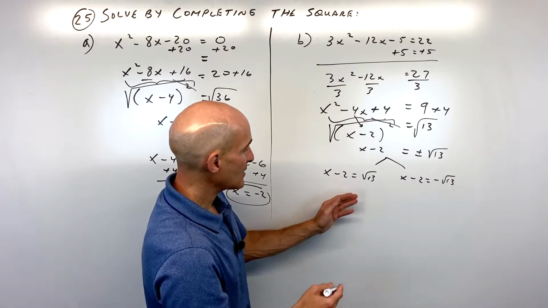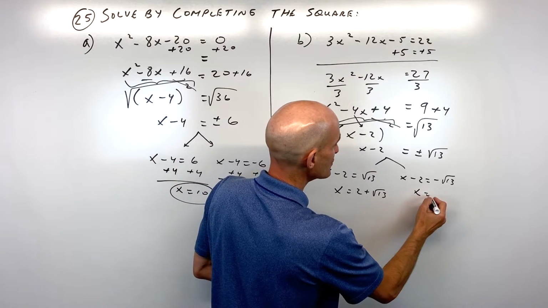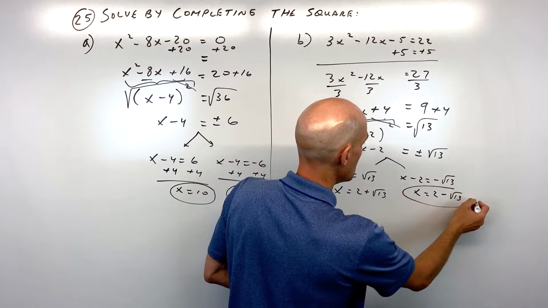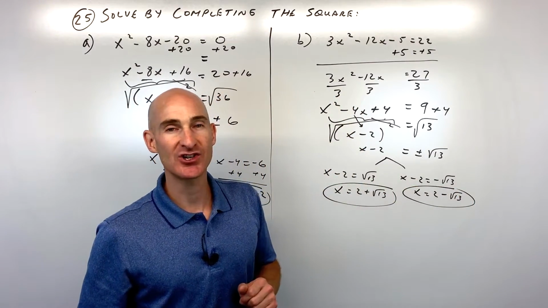Now what I'm going to do is just add 2 to both sides. So x equals 2 plus square root of 13. Add 2 to both sides. X equals 2 minus square root of 13. And those are exact answers. If you want to put that into your calculator, you can get a decimal approximation.